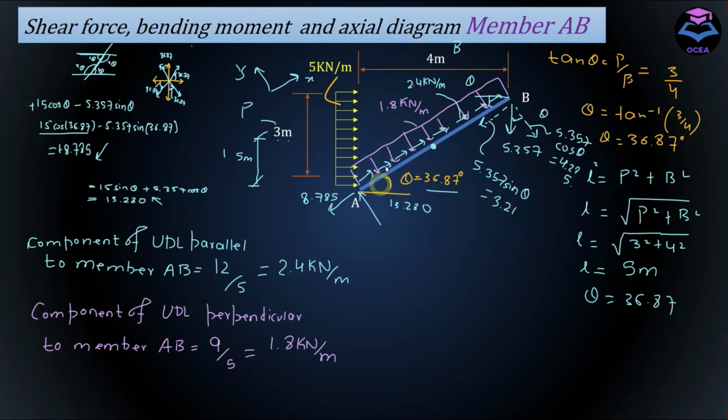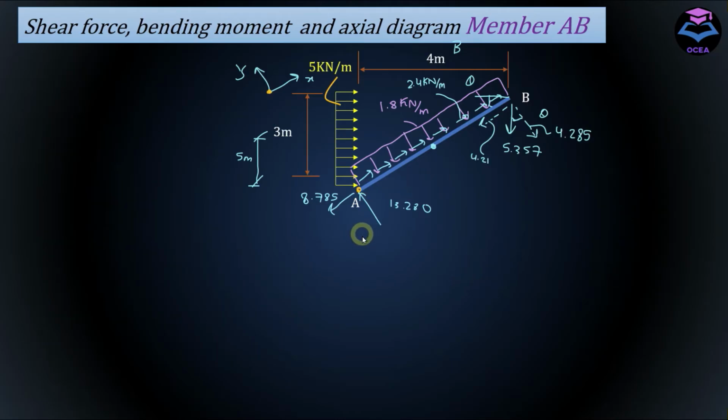And after resolving all of the forces into their respective components along the local axis of the member, we are in a position to write shear force, bending moment and axial equations, and then plot those diagrams for this inclined member. So let's do that. Now before writing shear force, bending moment and axial equation, first we need to discuss sign convention.